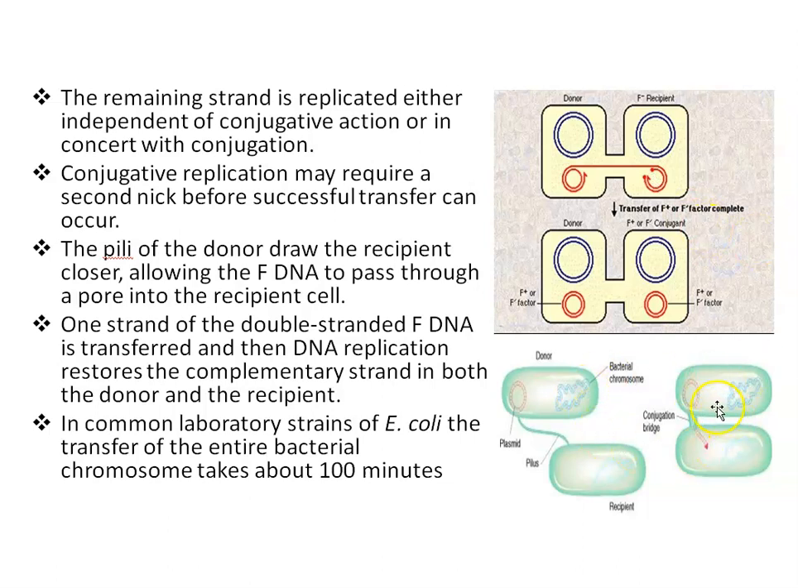So you can see here in the second diagram, the pili of the donor cell. This is the donor cell having the plasmid and this is the recipient cell. The pilus draws the recipient closer. This is pili, pilus, sorry, singular, right? Allowing the F DNA, this DNA, now look at this diagram, to pass through the pore of the recipient cell, right? So one strand of the double-stranded F DNA is transferred, and DNA replication restores the complementary strand in both the donor and the recipient, right?